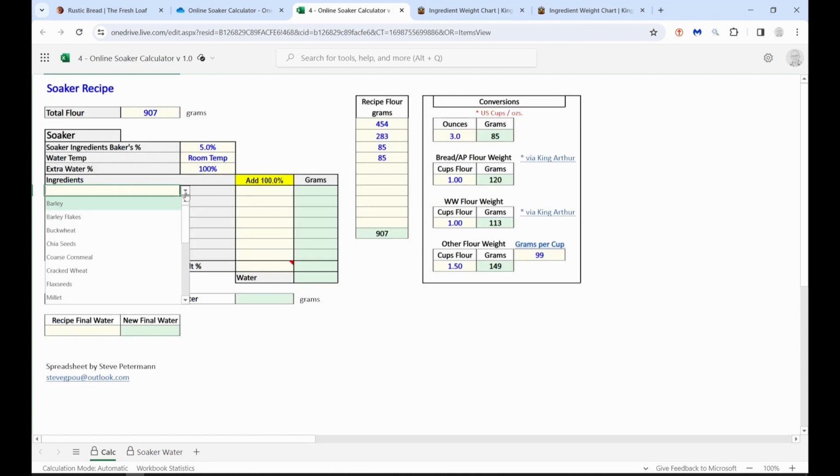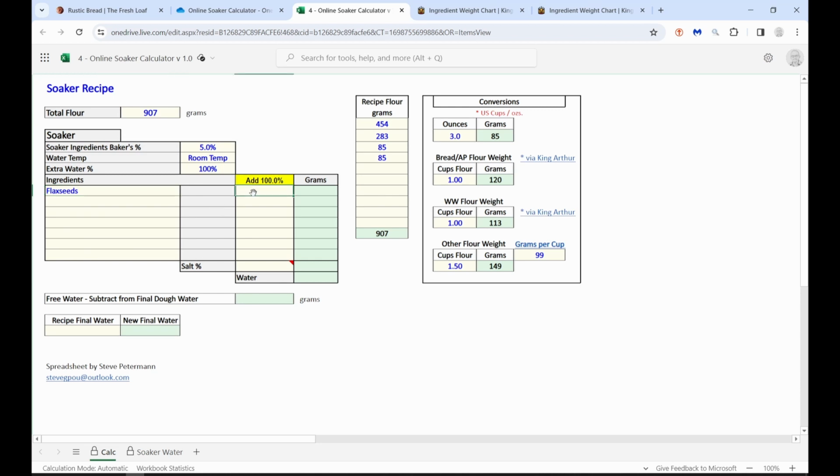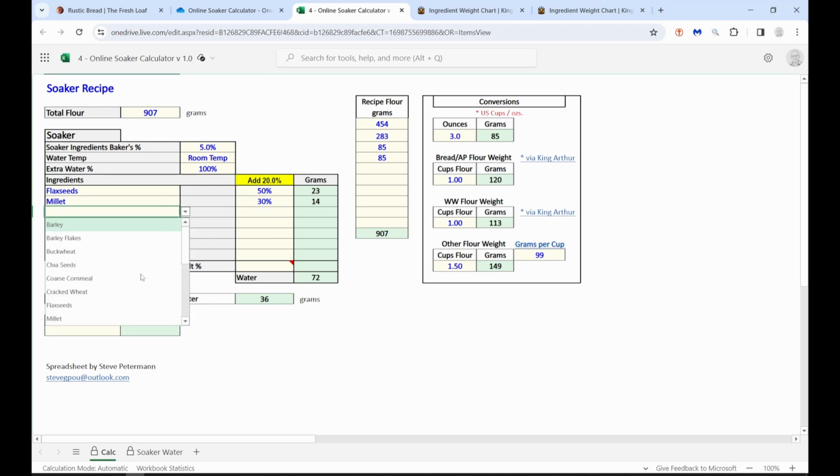So let's say we want to put in some flax seeds. I like flax seeds. Let's put in 50% of the soaker ingredients, 50% flax seeds. And let's say millet, for instance. I don't know if that'd be a good combination or not. 30%. I don't think I've ever done that combination, but this is just for demonstration purposes.